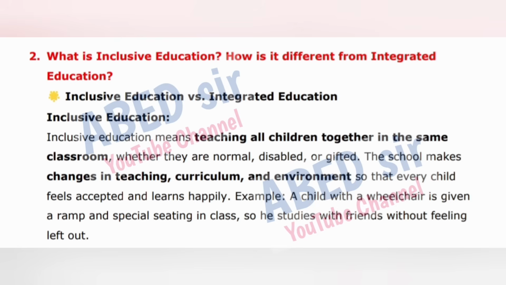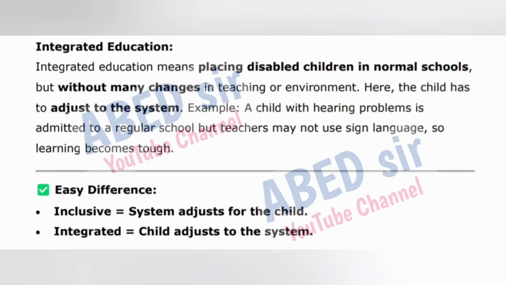Example: a child with a wheelchair is given a ramp and special seating in class, so he studies with friends without feeling left out. Integrated education. Integrated education means placing disabled children in normal schools, but without many changes in teaching or environment. Here, the child has to adjust to the system. Example: a child with hearing problems is admitted to a regular school, but teachers may not use sign language, so learning becomes tough.